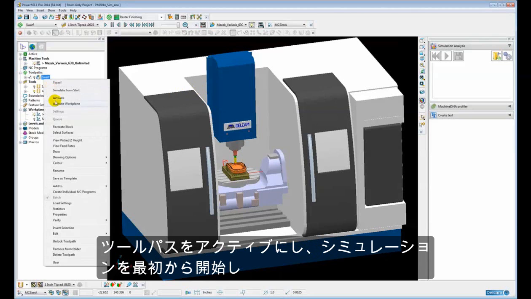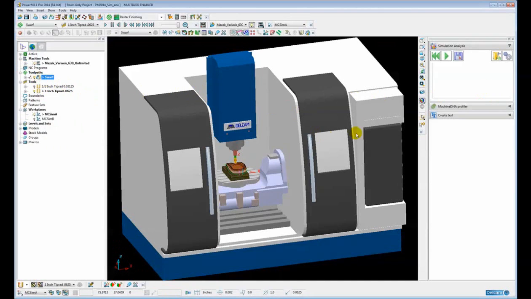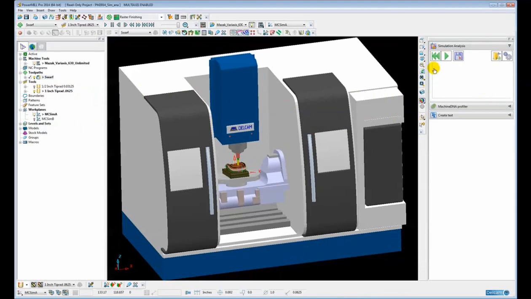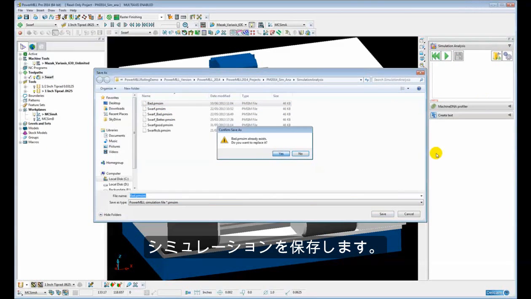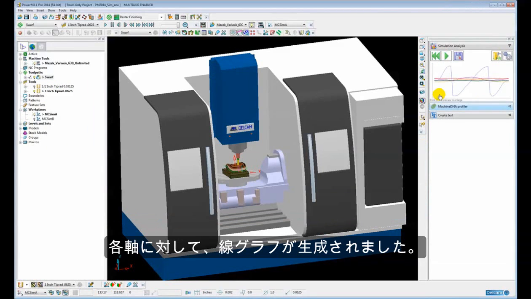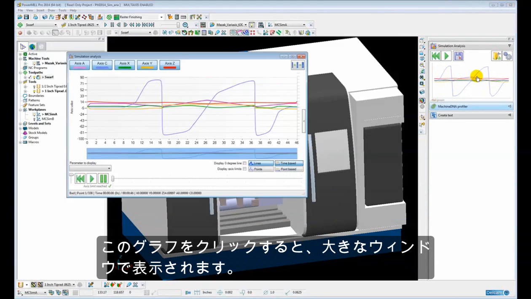So if we simulate from start, activate the toolpath and then simulate from start, and then save the simulation, you can see a line graph is produced for each individual axis. If we click on the small view here, then it brings up a much larger window.